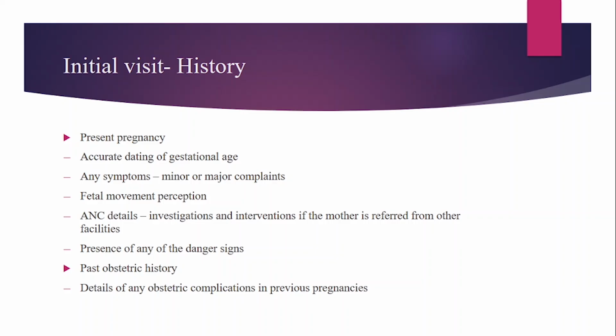Depending on when they are coming for the first time, you also want to find out if the woman has started perceiving fetal movement. Generally, you expect that primigravida should start by at least 18 to 20 weeks. Most of them are expected to have started perceiving fetal movement. And in people who have delivered before, multigravida, you expect that as early as 16 weeks, they can start perceiving fetal movement.